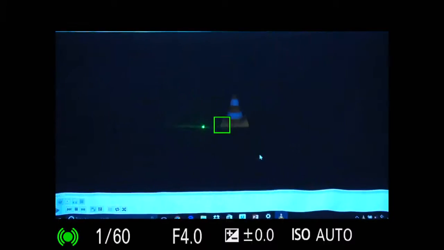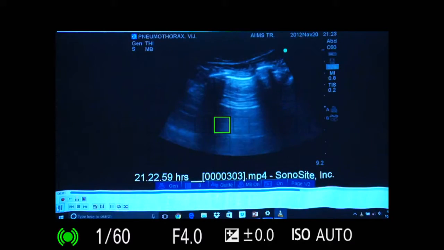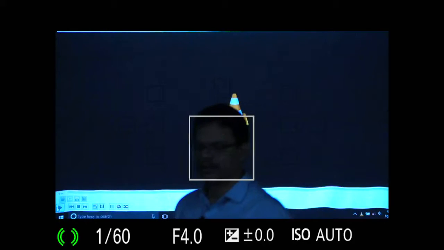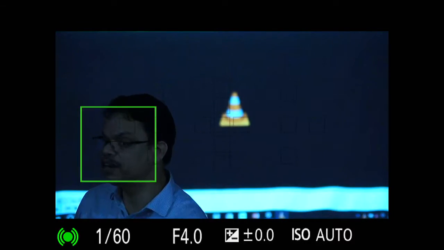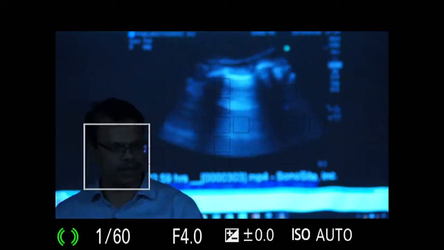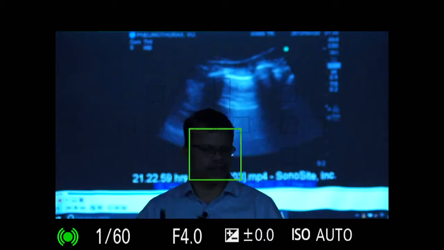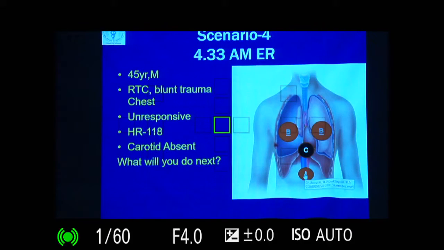See, lung sliding is absent here, okay. So, here on the left side lung sliding is absent. First, before thinking it is a tension pneumothorax, I will think whether I have intubated into the right main stem bronchus. If I have intubated the right main stem, there will be absent lung sliding on the left side. So, I will quickly see if the tube is in position, and then I will put in a needle.